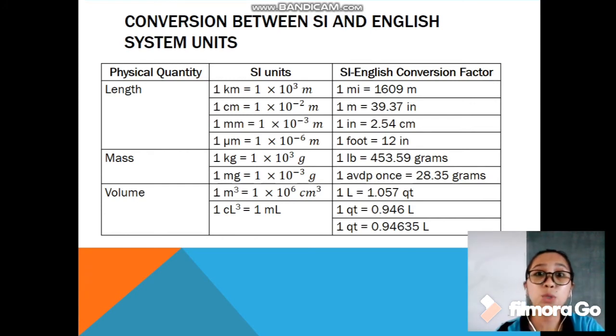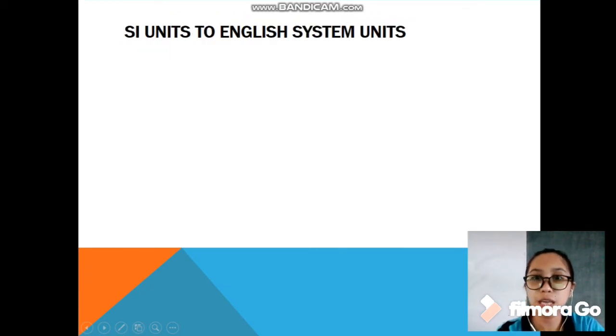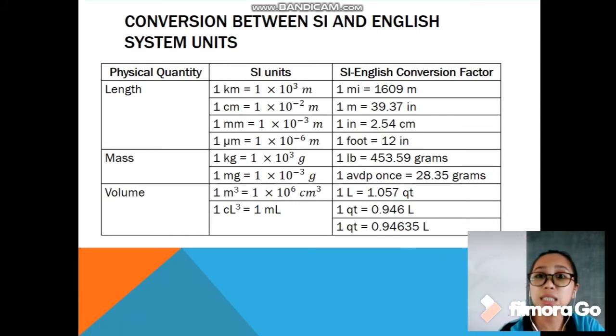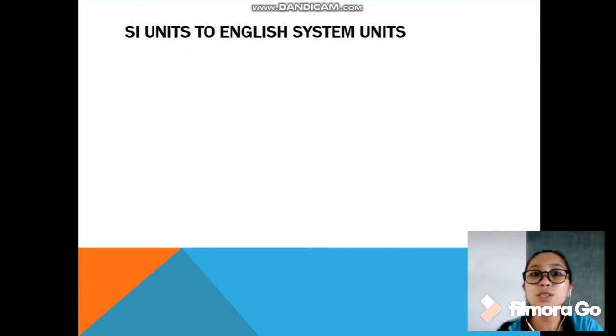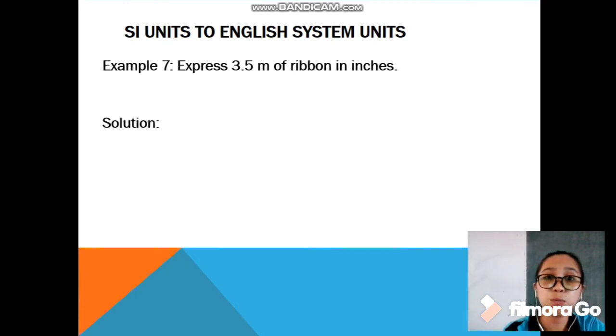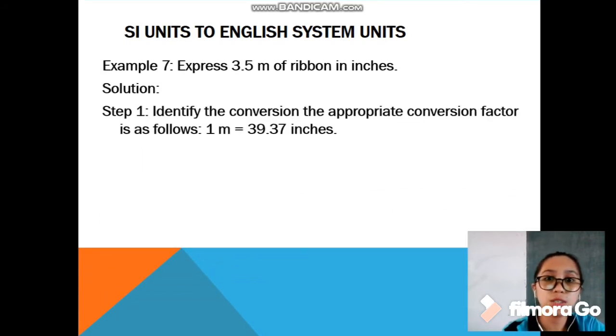Now, let's go to the conversion between SI and English system units, because this is actually the most common in problem solving. Here, the physical quantities are length, mass, and volume. For the SI-English conversion factors, we have 1 mile equivalent to 1,609 meters, and so on. For SI units to English system units, we have 3.5 meters in SI unit to be converted into inches in English system unit. First we identify the conversion: 1 meter is equivalent to 39.37 inches. Take note of that.